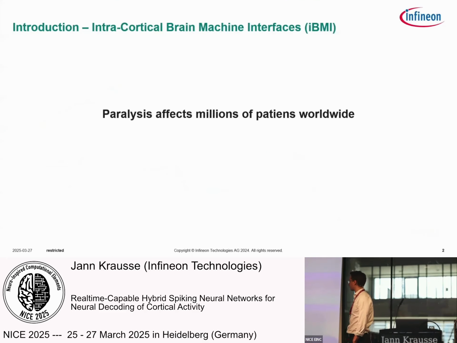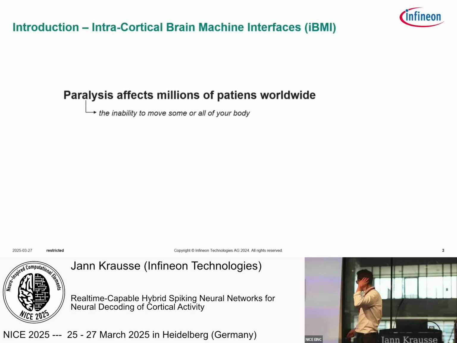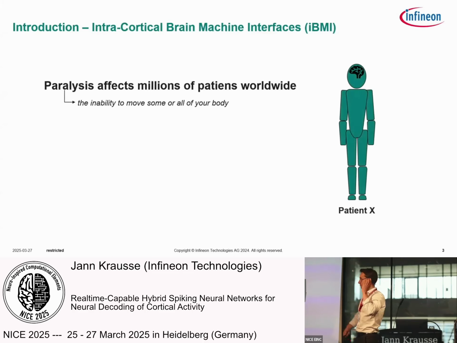Paralysis is a medical condition that affects millions of patients worldwide constantly. Specifically, it is the inability to move some part or all of your body. Let's look at an example. Here we have patient X. Patient X wants to move his right arm. That works perfectly fine. However, when he tries to do the same with the other arm, that fails.